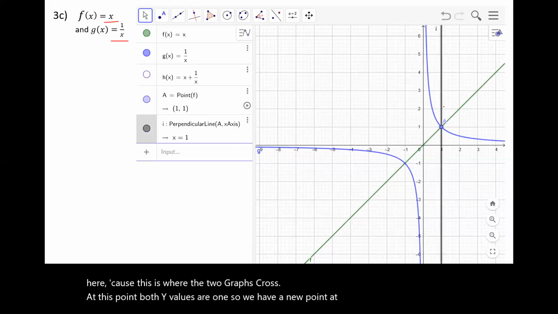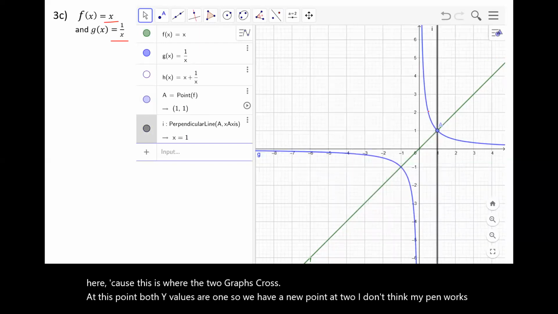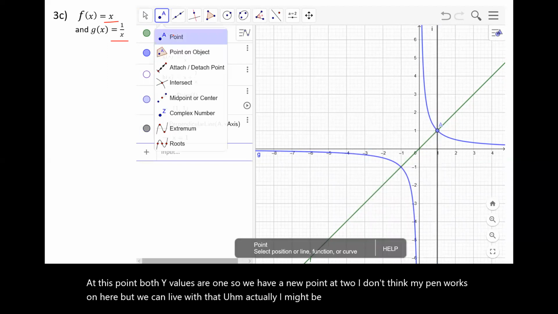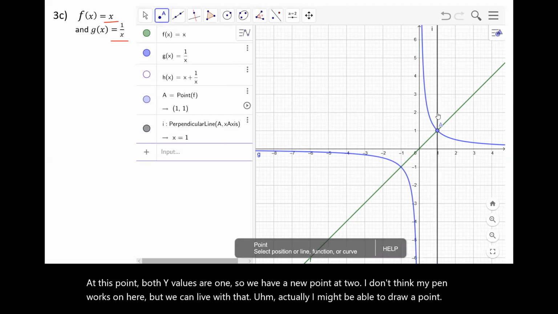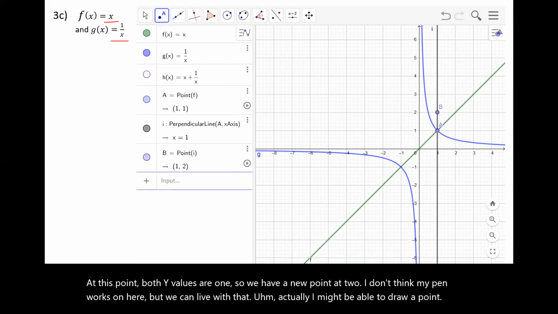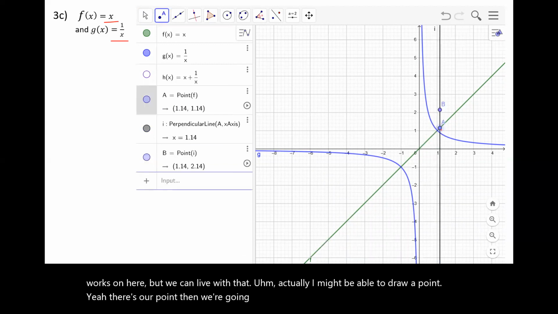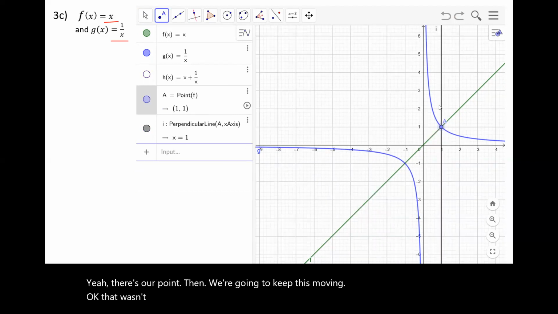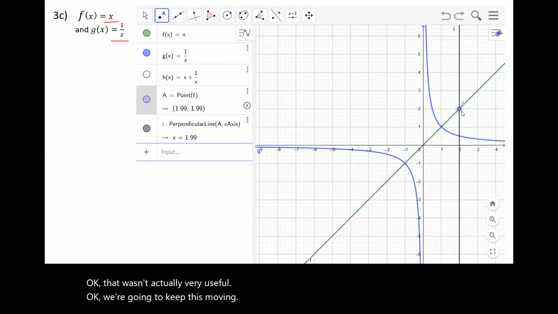I don't think my pen works on here, but we can live with it. Actually, I might be able to draw a point. There's our point. Then we're going to keep this moving. Along this line, we have a y value of 2 and a y value of 1/2. We'd be up at 2.5. So we had a point at 2 and a point at 2.5.